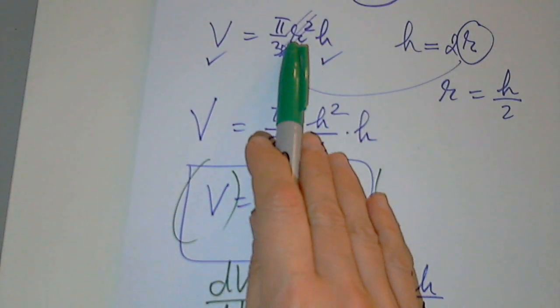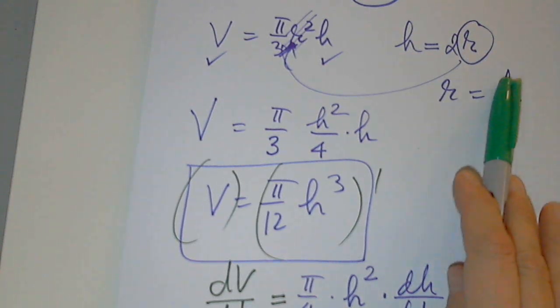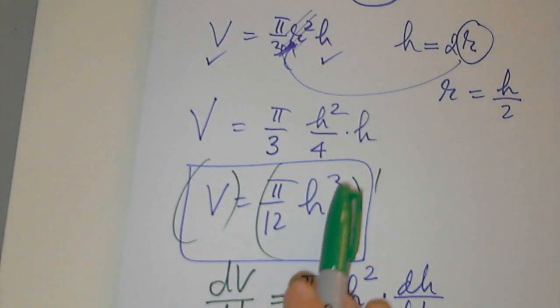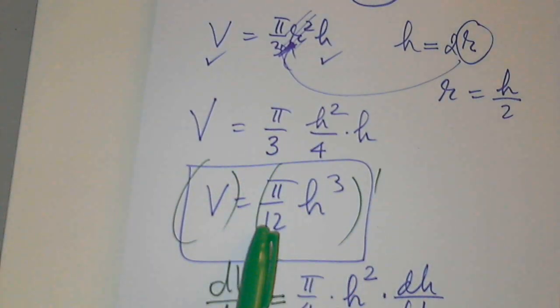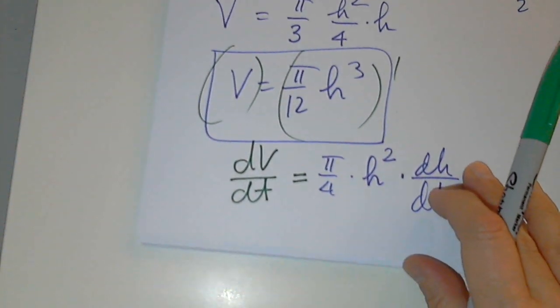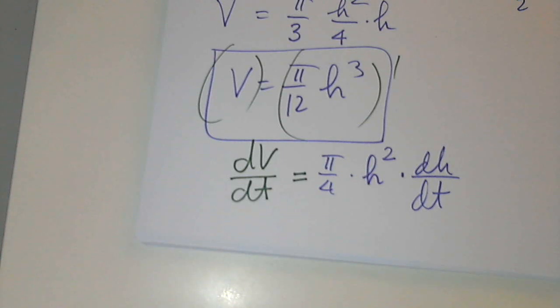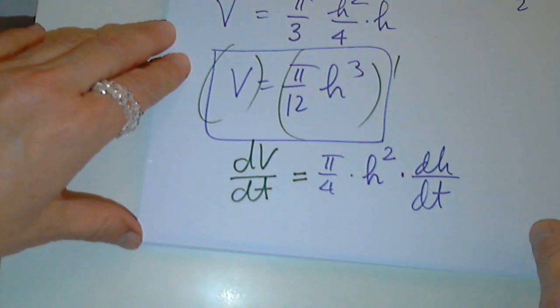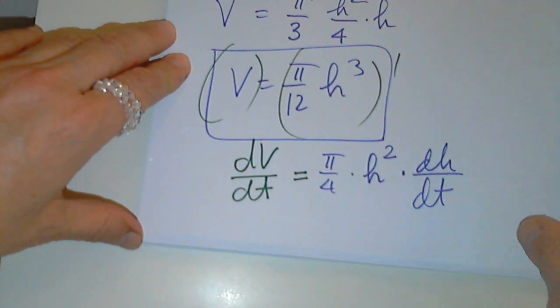So I replaced r squared by squaring this. So it's h squared over 4, and then I multiply these two to get that. I multiply these two to get this. Is everything else okay? Where the 4 came from. Is everything else okay after that? Okay, perfect. Which quantity am I after? dh/dt. Correct.